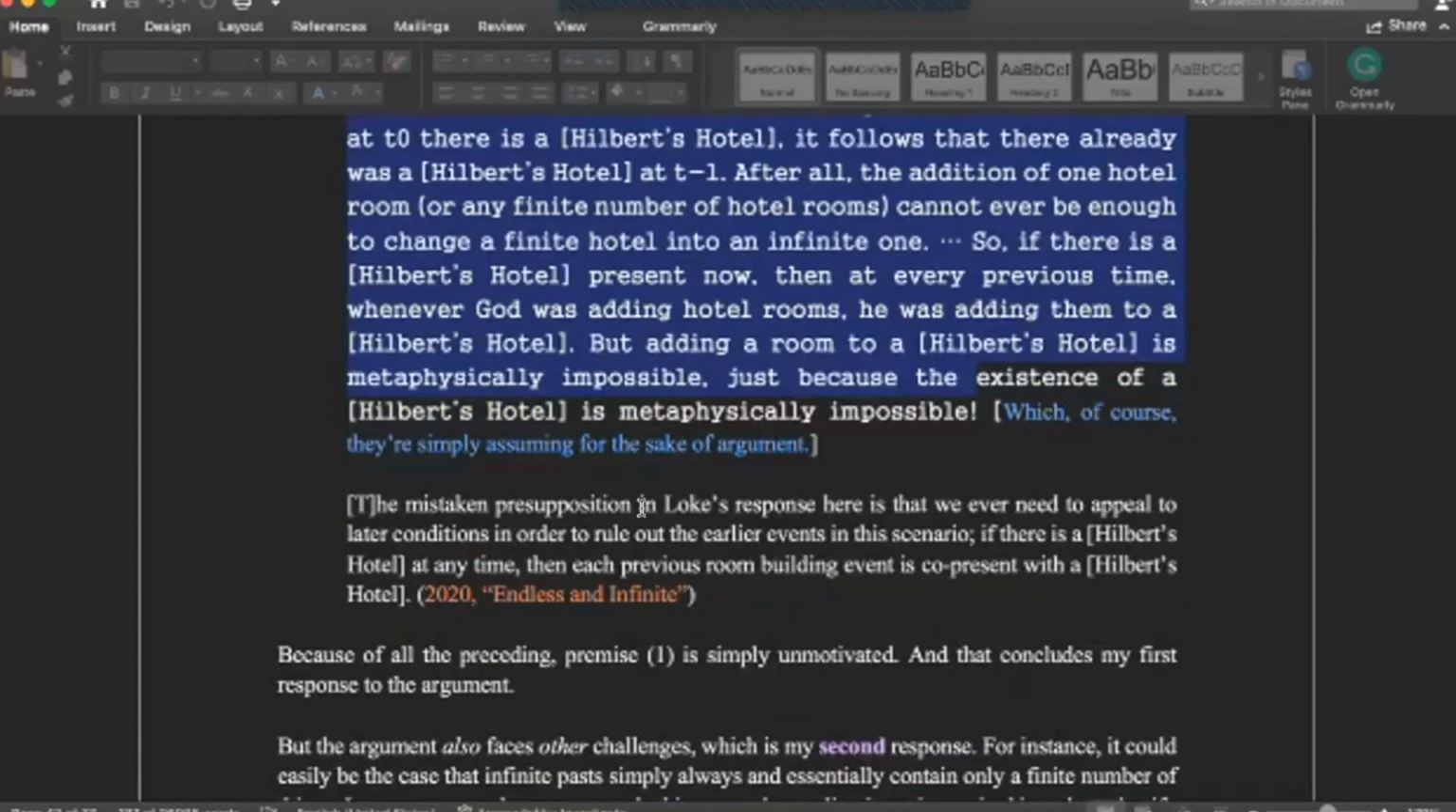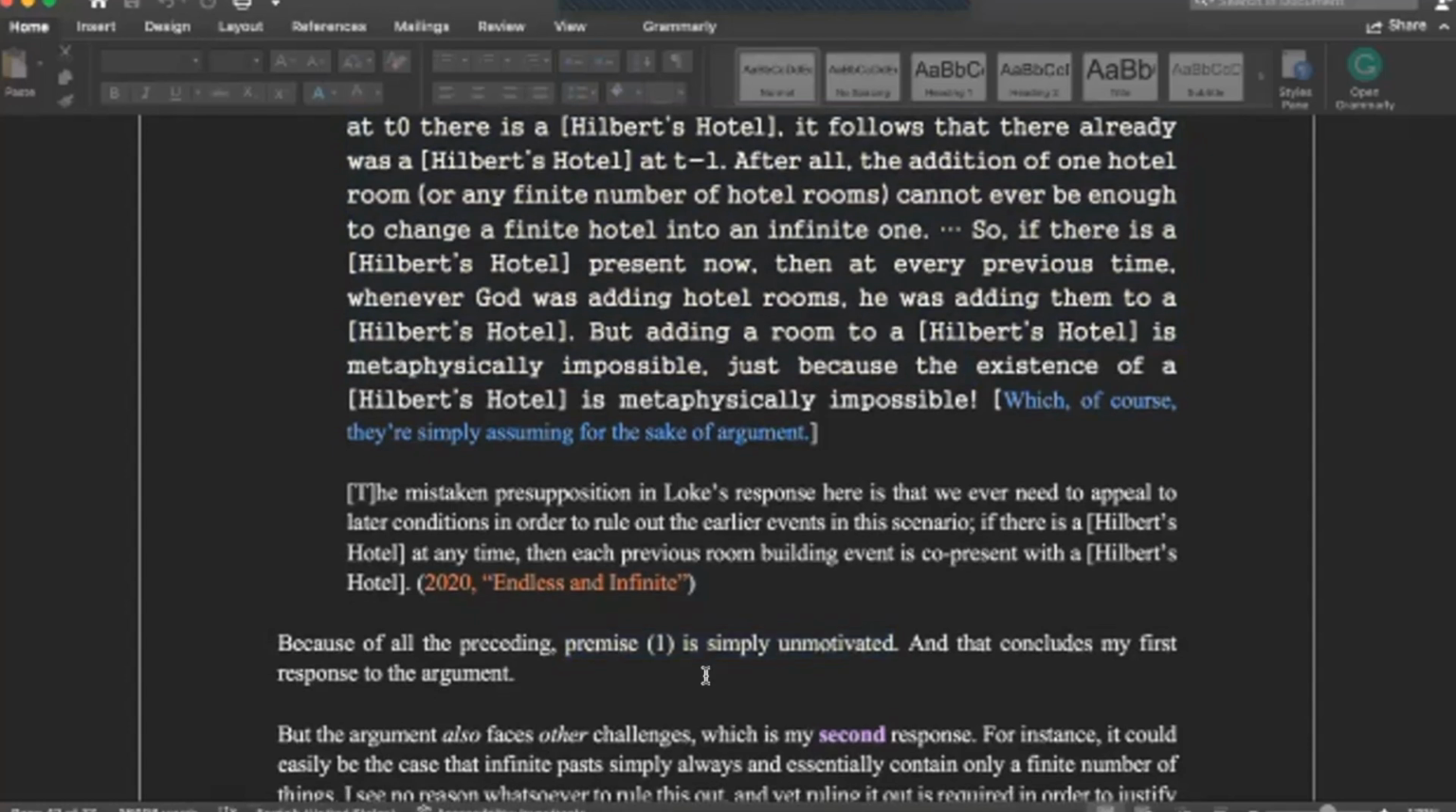The mistaken presupposition in Locke's response here is that we ever need to appeal to later conditions in order to rule out the earlier events in this scenario. If there is a Hilbert's hotel at any time, then each previous room building event is co-present with a Hilbert's hotel. And so there's really no retroactive preventative force going on here. The relevant metaphysical impossibility of God performing each and every one of the steps is always timelessly and eternally operative. So because of all the preceding, premise 1 is simply unmotivated. And that concludes my first response to this Locke-al-Ghazali argument.